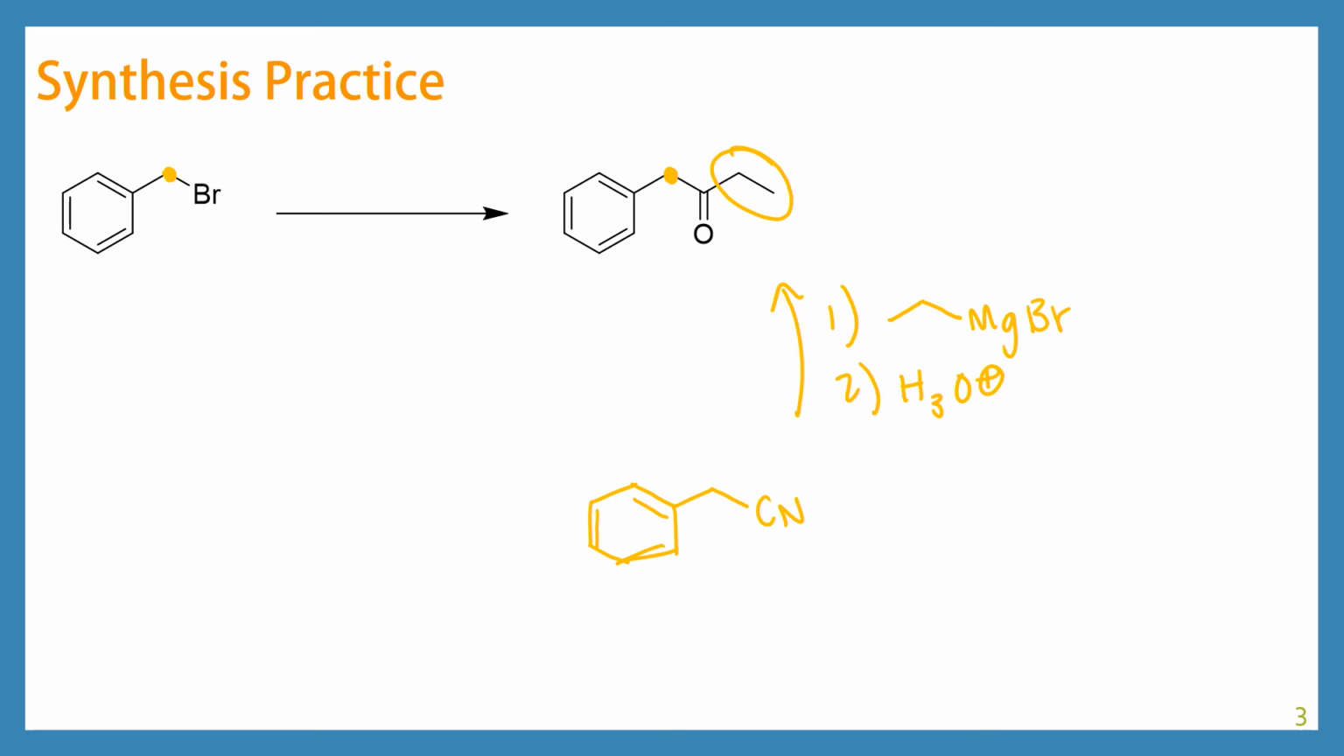Is there a way to go from our alkyl halide to our nitrile? Notice here's our benzylic carbon. Here's our benzylic carbon. Have we ever seen a nitrile displace a bromine before? Hopefully you remember this from OChem 1, but this is actually a really simple situation. We just have to throw in some sodium cyanide, and this would be an easy SN2 reaction.